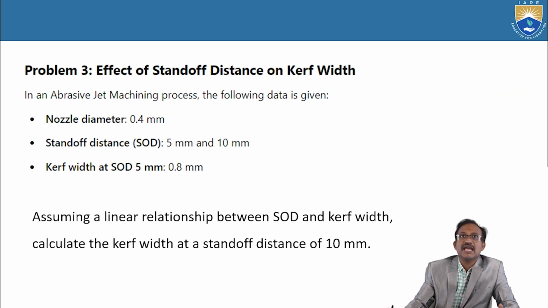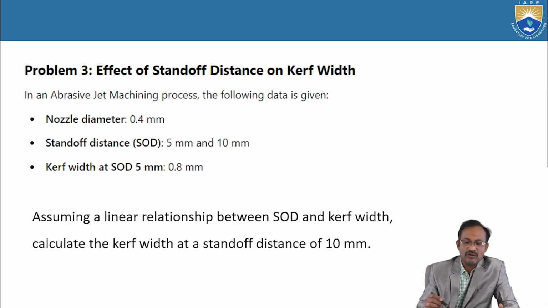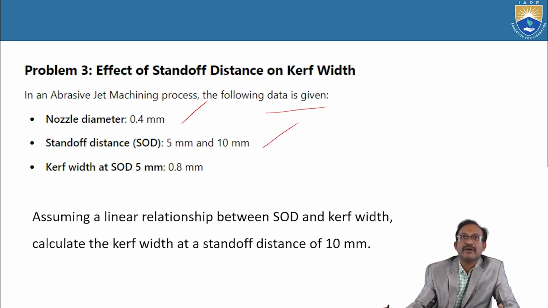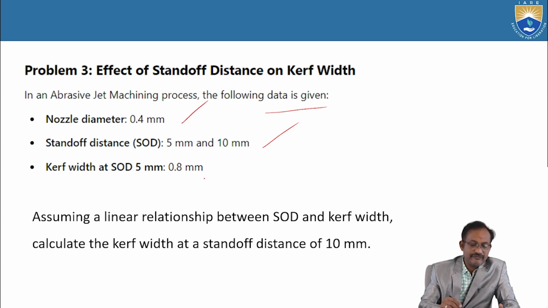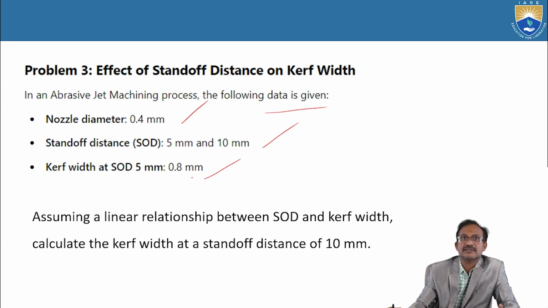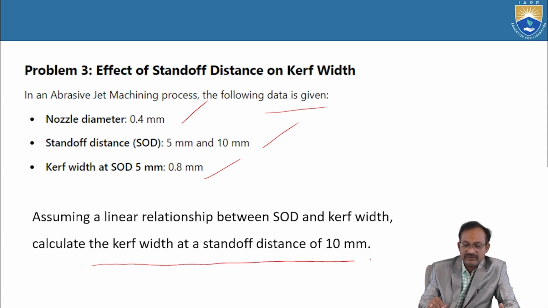Now problem 3. Effect of standoff distance on kerf width. In an abrasive jet machining process, the following data is given: nozzle diameter, and standoff distance, that is SOD, 5 mm and 10 mm, and kerf width at SOD 5 mm is 0.8 millimeters. Assuming a linear relationship between SOD and kerf width, calculate the kerf width at standoff distance of 10 millimeters.